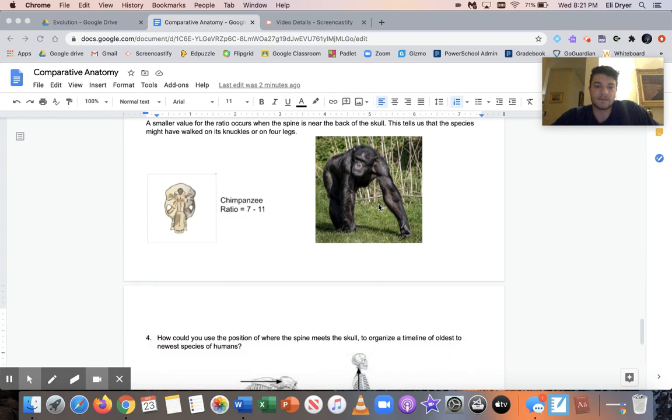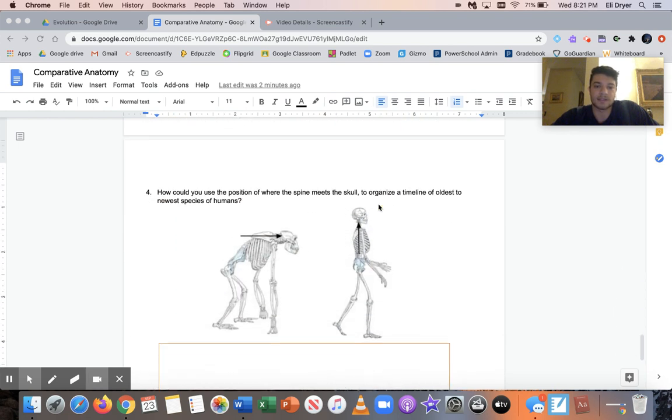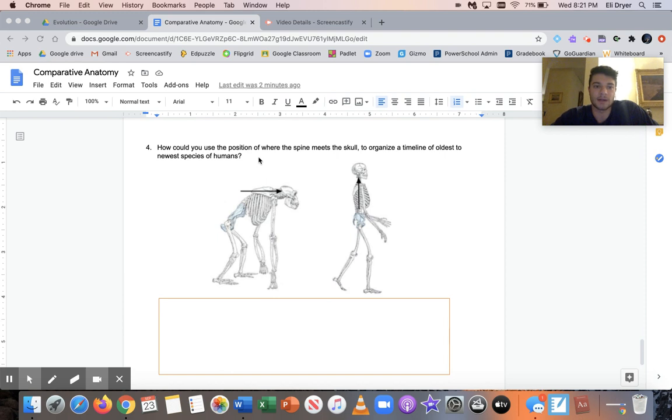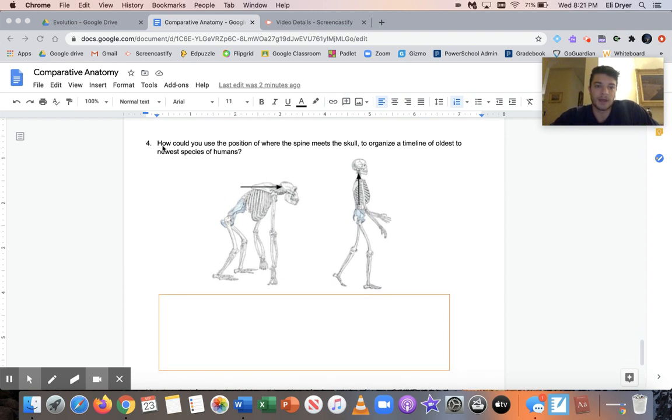And so we took that information and we went down to this question, and I reworded it to make it a little more simple. It might be different on your lab. I asked, how could you use the position of where the spine meets the skull to organize a timeline of oldest to newest species of humans?